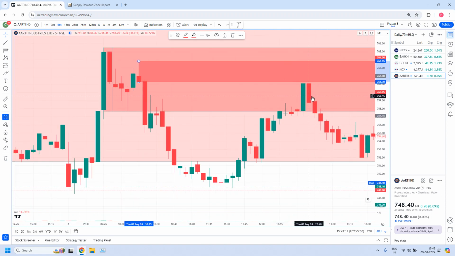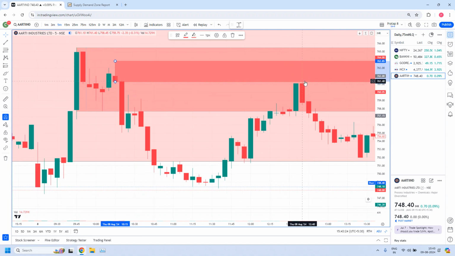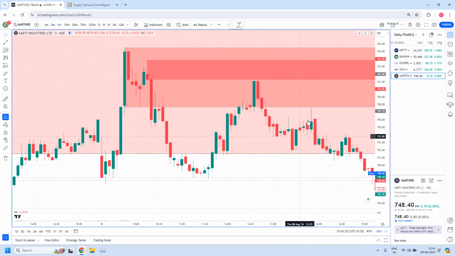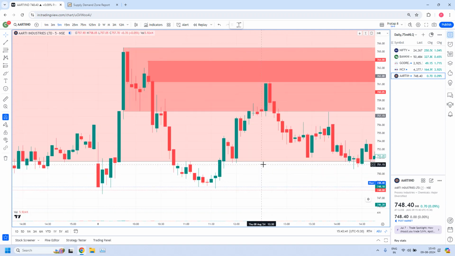And many times, not always, remember not always, but many times, when it just touches the proximal line and comes down drastically, we get a second opportunity in the same zone. Even though it is just touched, many times we get a second opportunity. But it is not guaranteed. This is the point you have to observe.